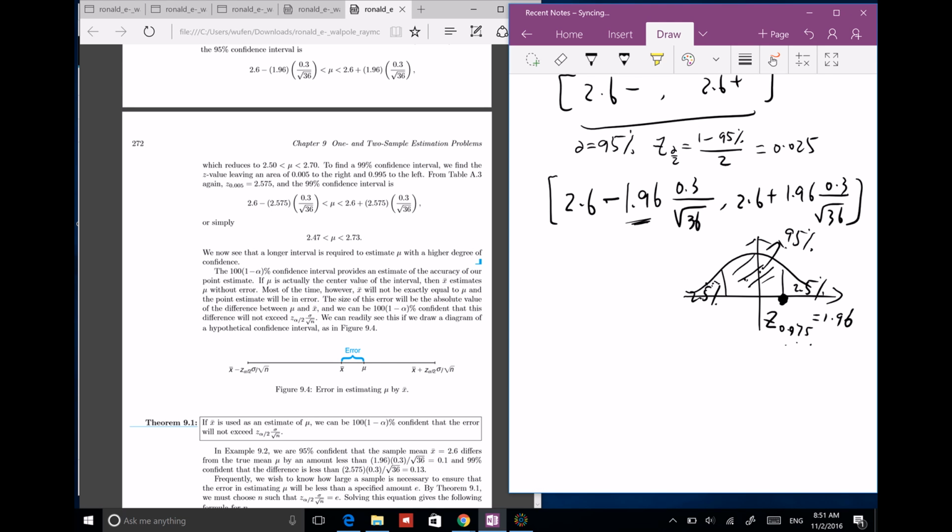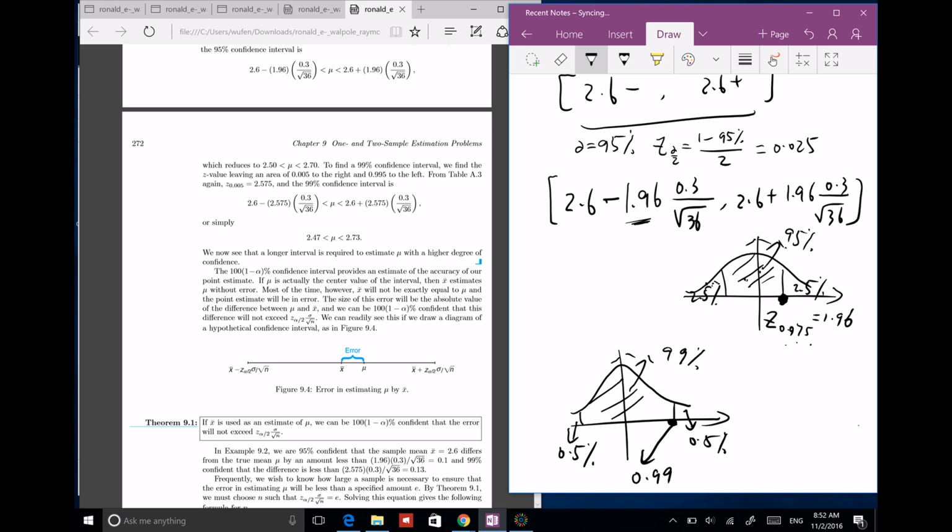Next one is the same idea. You graph the picture, you find out the middle part is 99%, and you actually find 0.995. For the 99%, this side is 0.5%, my bad, 0.5%. This side is also 0.5%. So we're looking for this point. From the left until this point is 0.995. Okay, so we're looking for 0.995.